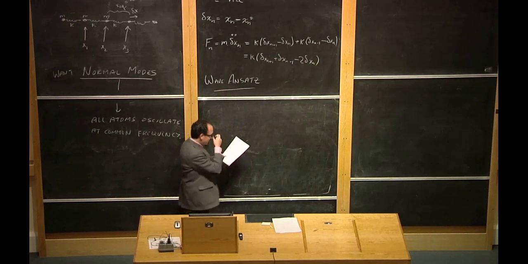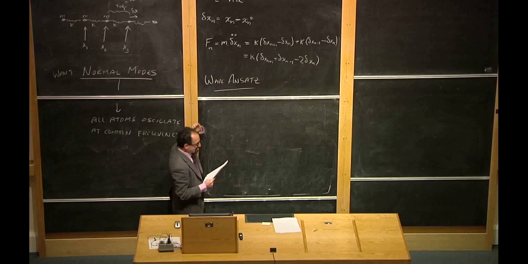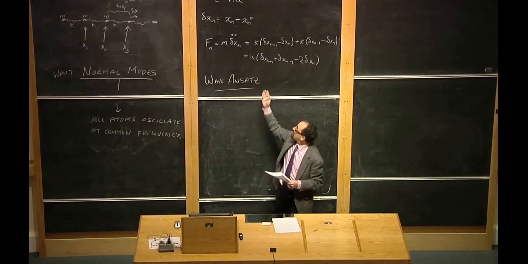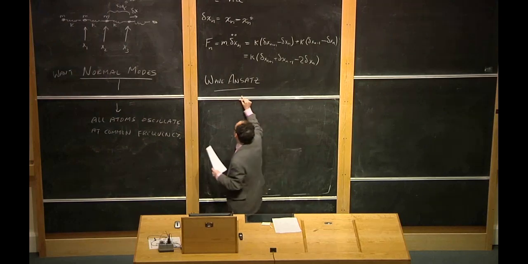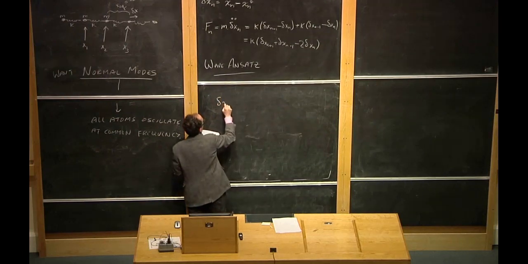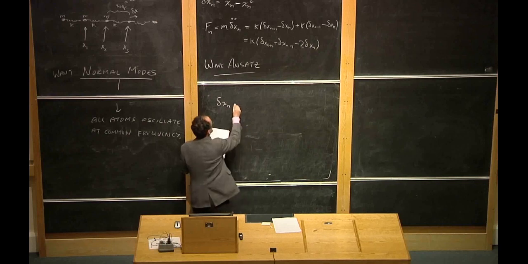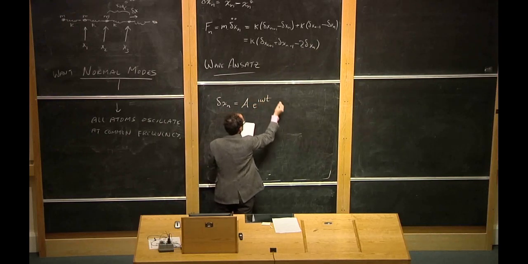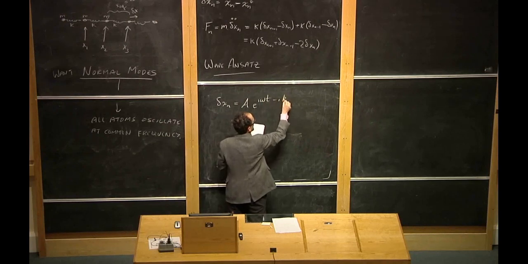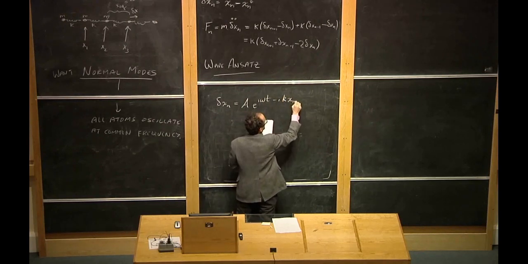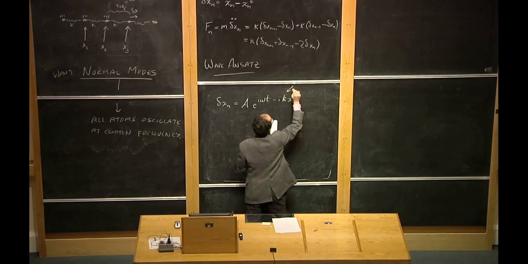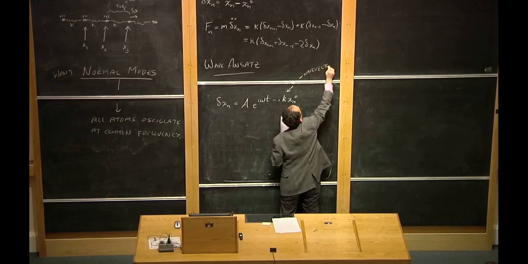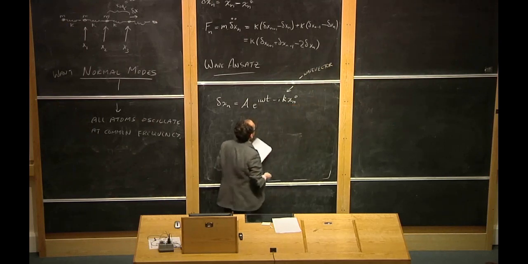All right. So the trick is we're going to guess that the form of the oscillations are simple waves. So we'll write down a waveform. Delta x is some constant a, e to the i omega t minus i k times x n naught. k here is the wave vector, and omega is the frequency.